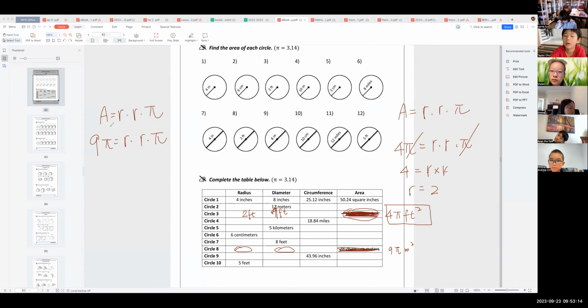Wait, so are we doing the circles, the top one? No, we're finding out what is the radius, what is the diameter, just exactly what I do with the circle 3. I want you to do circle 8.